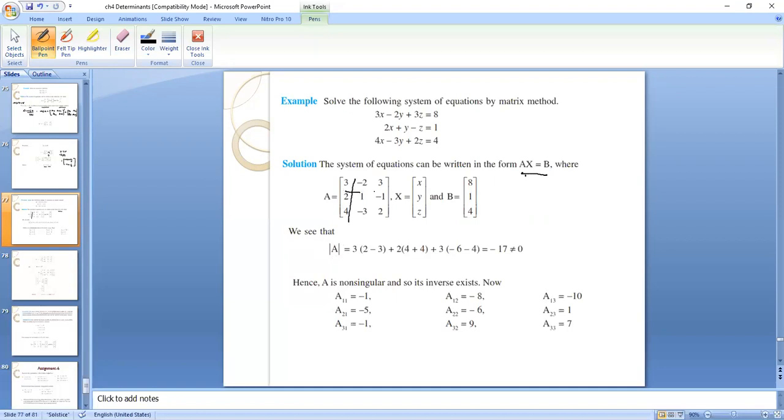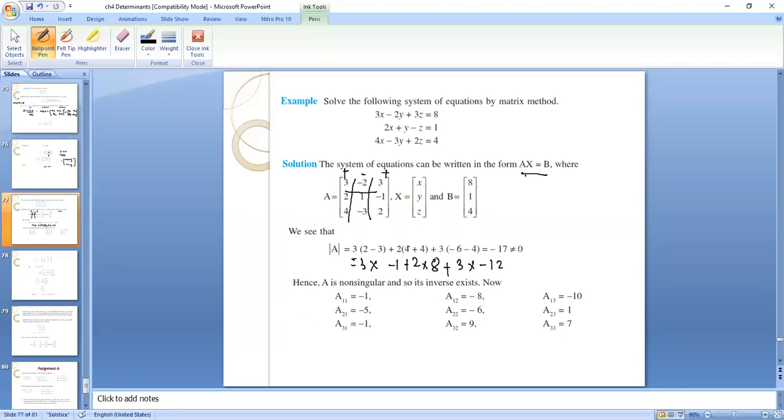A determinant, we are expanding. 3, 2 ones are 2, minus 3 into minus 1 plus 3, but sign of negative will be here, minus 3. So plus, minus, plus. So minus, minus, plus 2, and it will be 2 twos are 4, minus minus plus 4 plus 3. 3 twos are minus 6 minus 4. So it is 3 into minus 1 plus 2 into 4 plus 4, 8 plus 3 into minus 12. So after doing all the calculations, we will be getting minus 17.